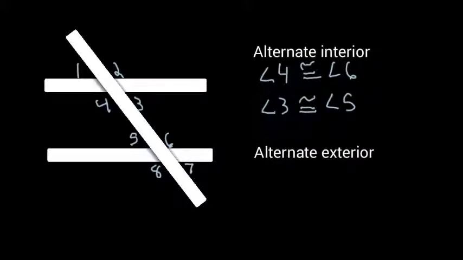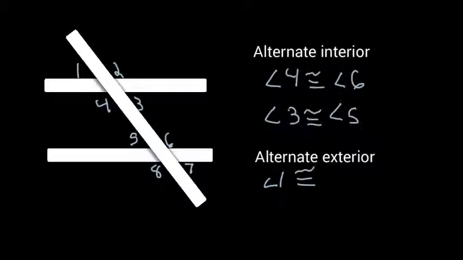Alternate exterior is going to be the same thing, only on the outside of the parallel lines. So if we look at angle 1, it's going to be congruent to angle 7. And then angle 2 is going to be congruent to angle 8.